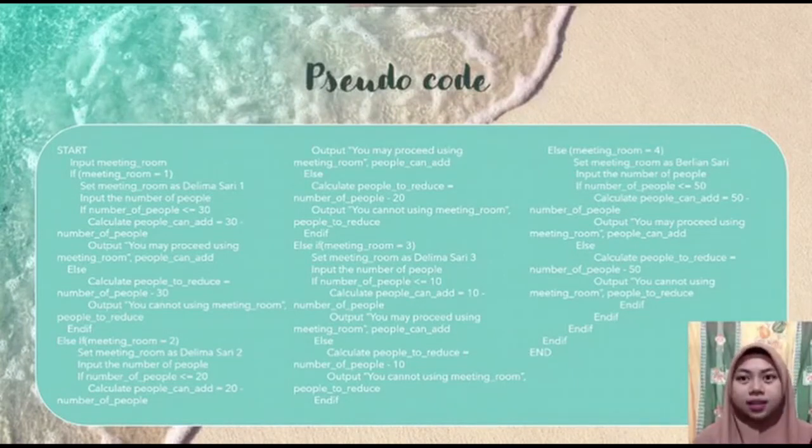And if meeting room equals 4, set meeting room as Berlian Sari. Then input the number of people. If number of people is less than or equal to 50, calculate people can add by 50 minus number of people. Output is you may proceed using meeting room and people can add. Else calculate people to reduce by number of people minus 50, and output you cannot use the meeting room and people to reduce.